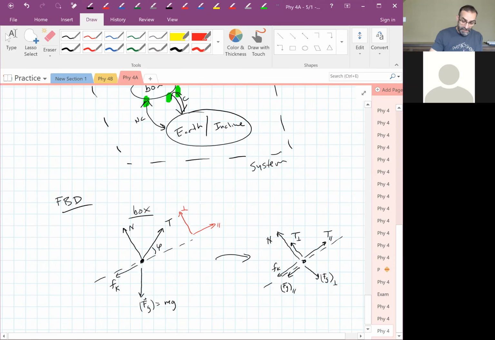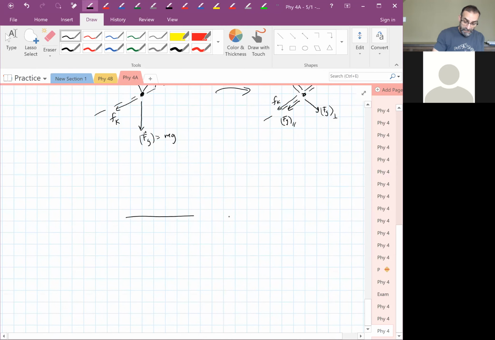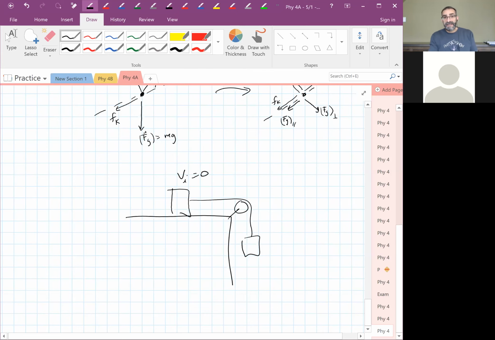Like, for example, if we had this situation, and we said V initial was 0. So if we release this from rest, there's only one way it can go, right? It's not going to magically move this way if we release it from rest. It's got to go the other way, right? So that's kind of an obvious situation.